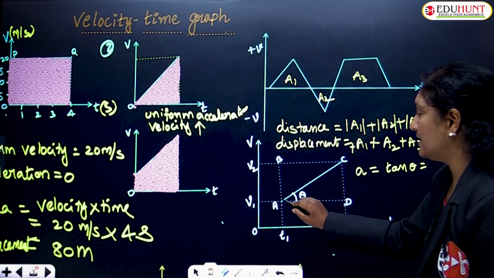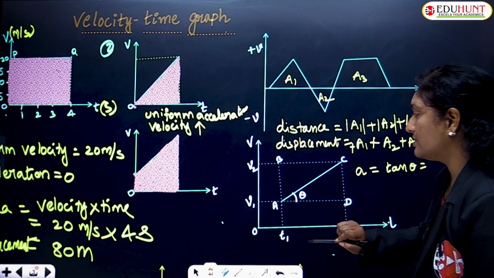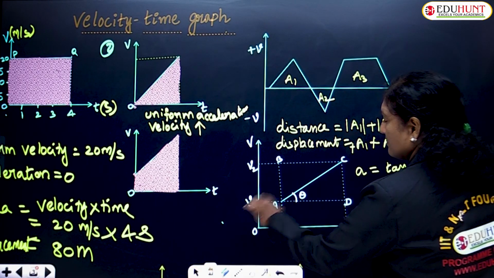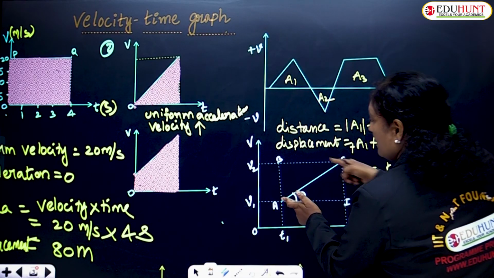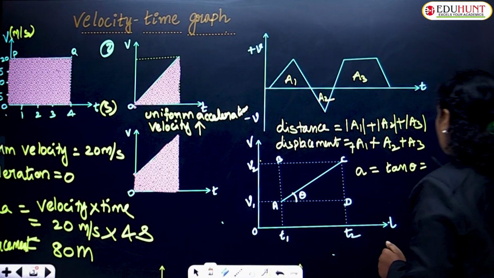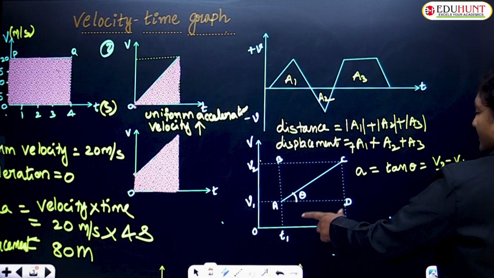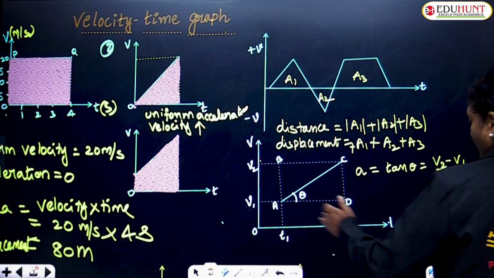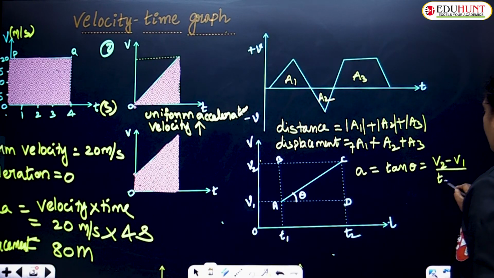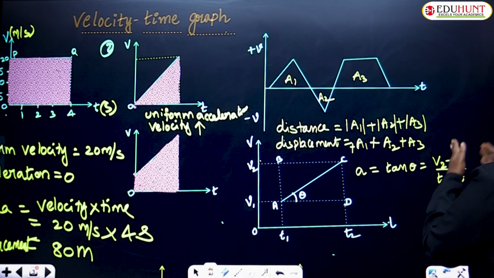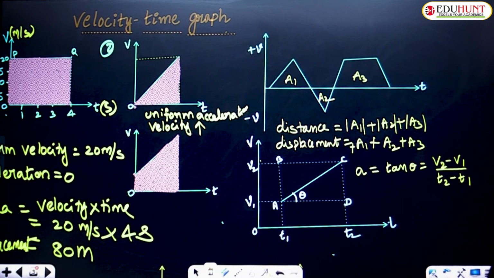Here it has started its journey with initial velocity V1, and the final velocity from here to here is taken as V2. So what is the change in velocity? V2 minus V1, upon what is the time? Here it has started its journey at time T1 and its journey ended at time T2. So T2 minus T1. So either the slope of the graph gives acceleration or the change in velocity upon time gives your acceleration. Like that we can calculate the acceleration.